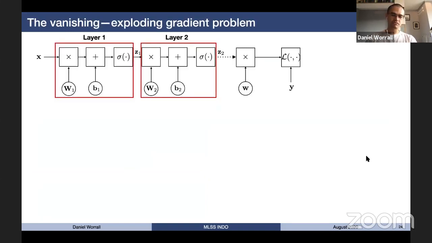Okay, so that's one problem. That's stochastic gradient descent. So that's actually already a lot of deep learning covered in terms of the basics.